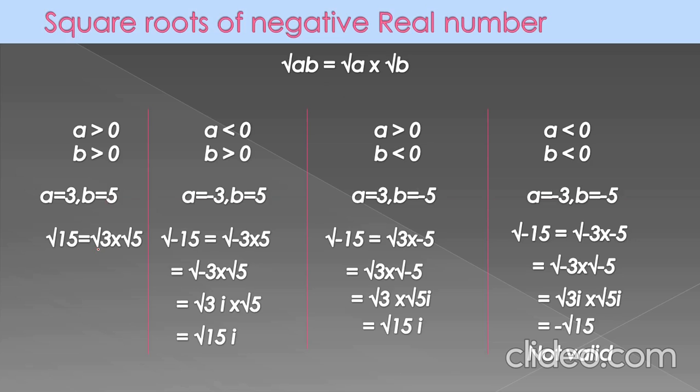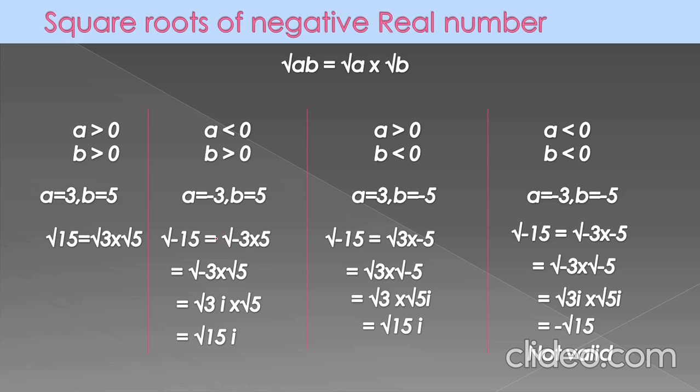And that should be equal to under root 3 into under root 5, because we can take them both inside the square root and it will become under root 15. Now second case, if A is negative and B is positive, that is A is less than 0 and B is greater than 0. For this we have taken A equal to minus 3, B equal to 5. Now if we multiply both these, what we get is under root minus 15.